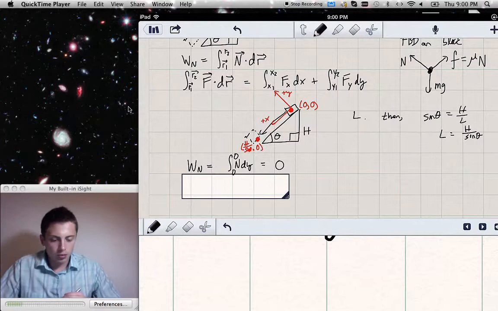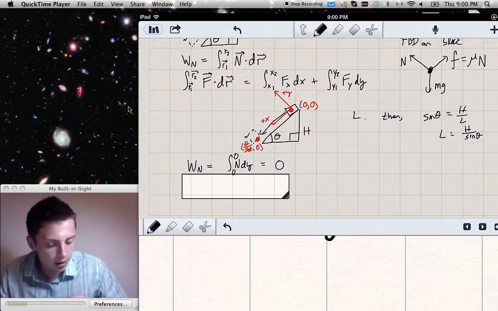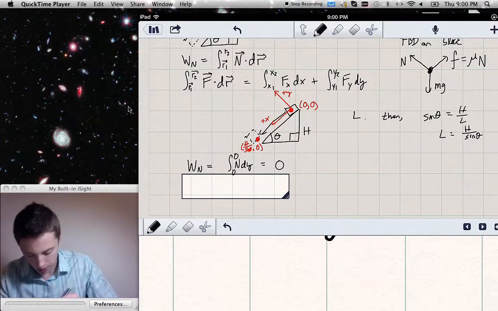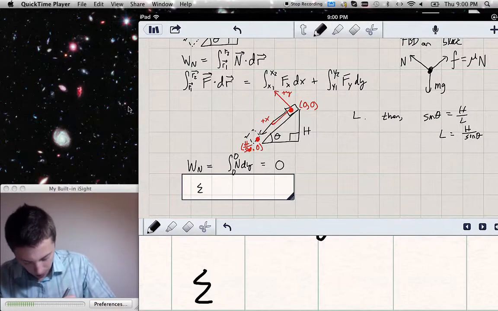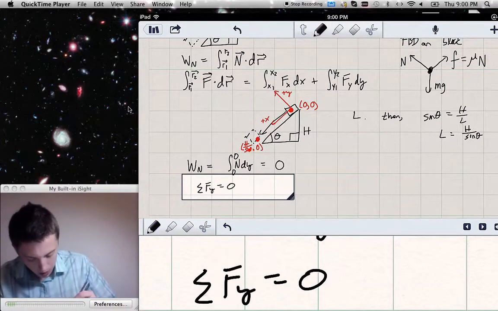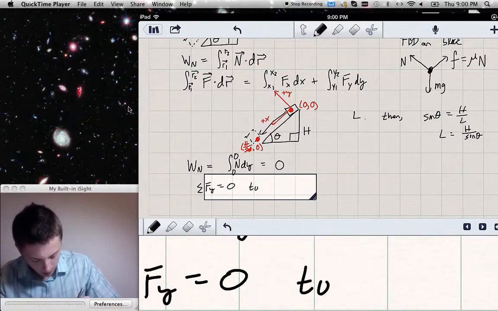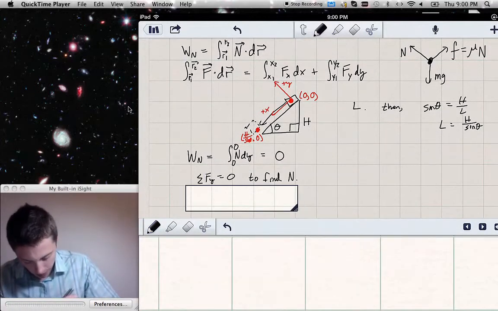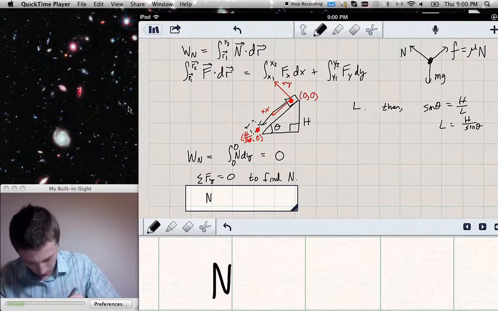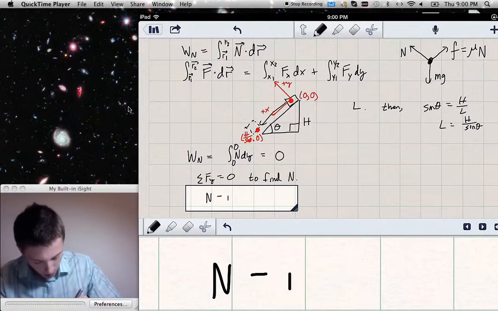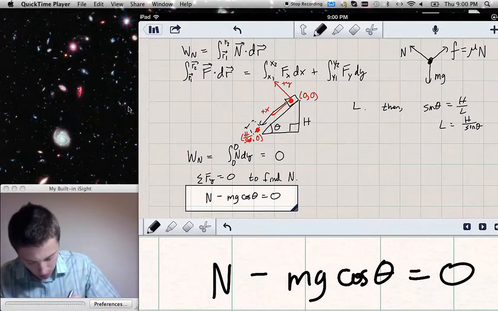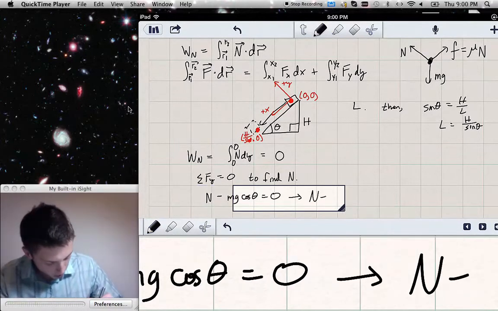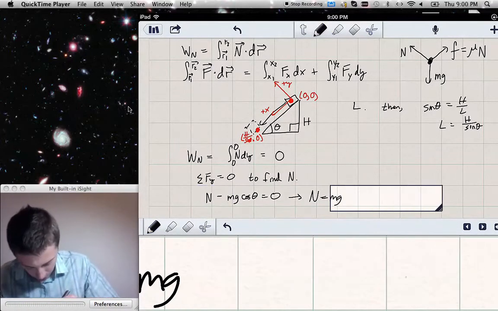Alright, so before I move on, I want to see if I can determine that N, using the fact that the sum of the forces in the y is equal to 0, to find N. The sum of the y components of the forces is N minus mg cosine theta equal to 0. And this tells me that the normal force is mg cosine theta.